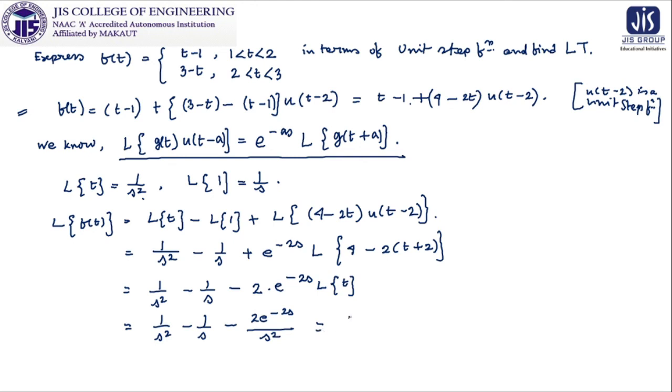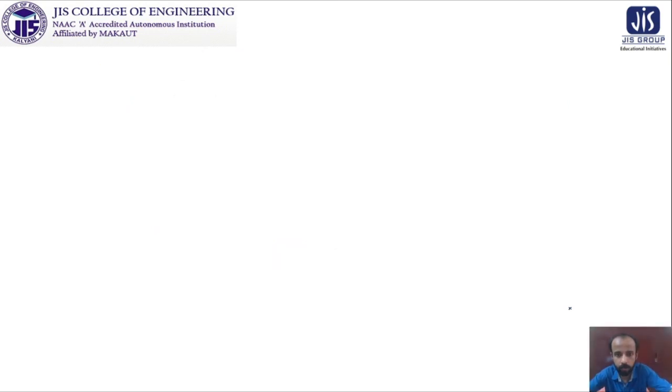Obviously we can take 1 by s square common from the first and third term, and we can write it as (1 minus 2 into e to the power minus 2s) by s square, and then minus 1 by s. So this is the answer for the Laplace transform of this given function with the help of unit step function and the Laplace transform of unit step function.